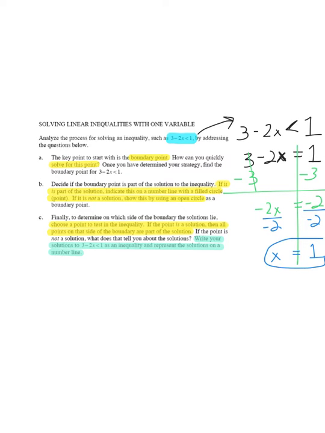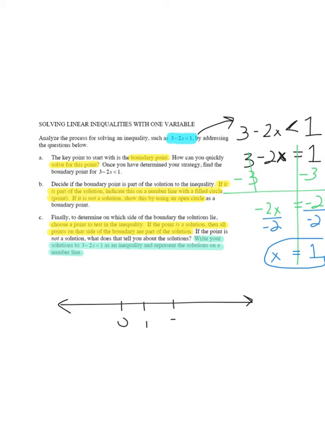So that is part A. The key point is called the boundary point, so we solve for that. Part B, decide if the boundary point is part of the solution. If it is part of the solution, the number line has a filled in circle, and if it's not, it's an open circle. So we're going to draw a number line.